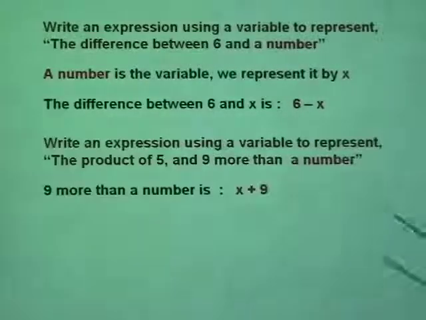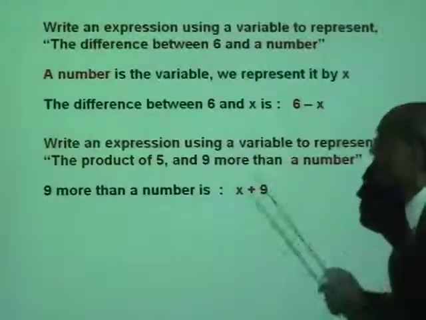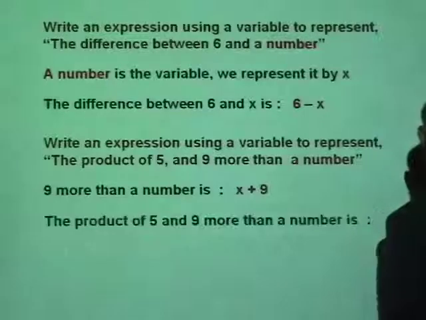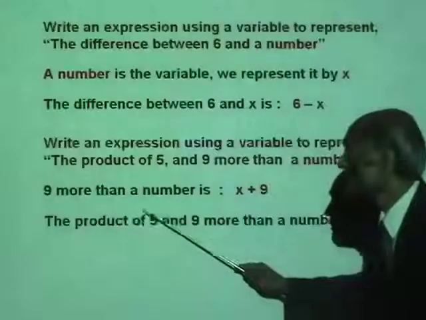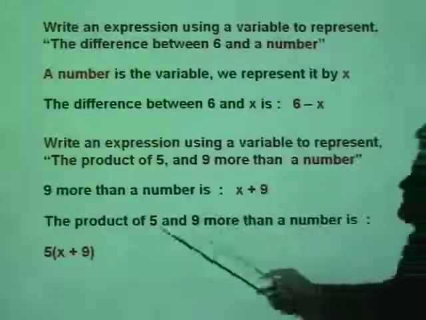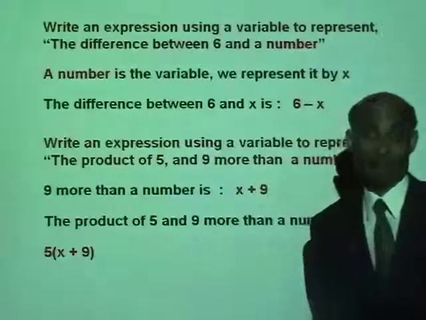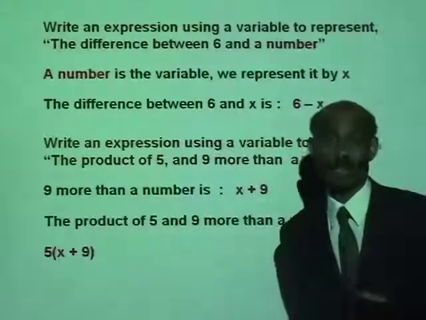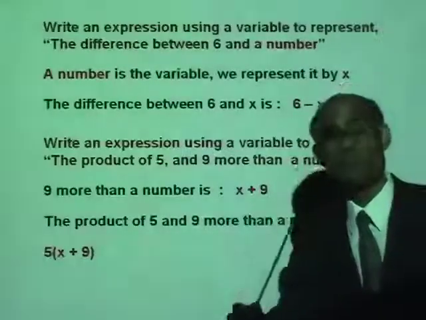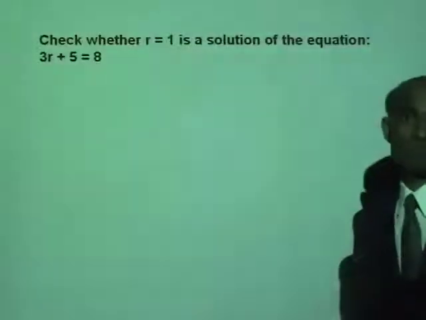Alright. So 9 more than a number is x plus 9. And therefore the product of 5 and 9 more than a number is 5 times x plus 9. Alright, you've got to practice these kinds of problems. You must be very, very clear about the meaning of these statements.